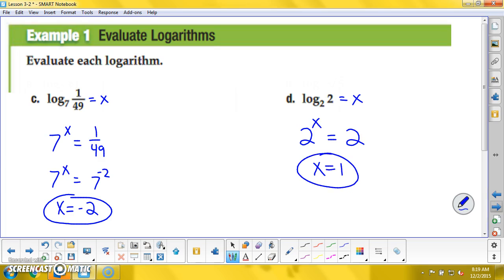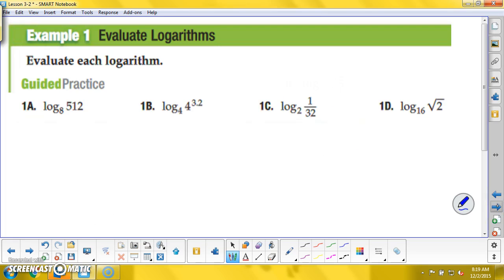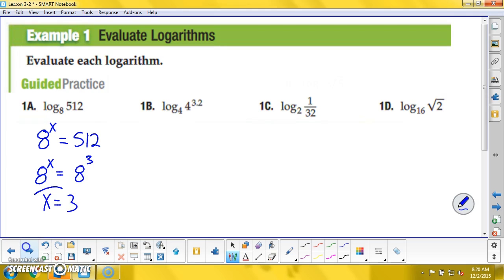Here's a little note for you guys. Anytime you have the log of 2 base 2, or the log of 3 base 3, or the log of 4 base 4, anytime those numbers are the same, your answer is always 1. More on evaluating. Here we have 8 to the x equals 512 is how we'd change that. So since 512 is the same thing as 8 to the third, we know our answer is just 3.